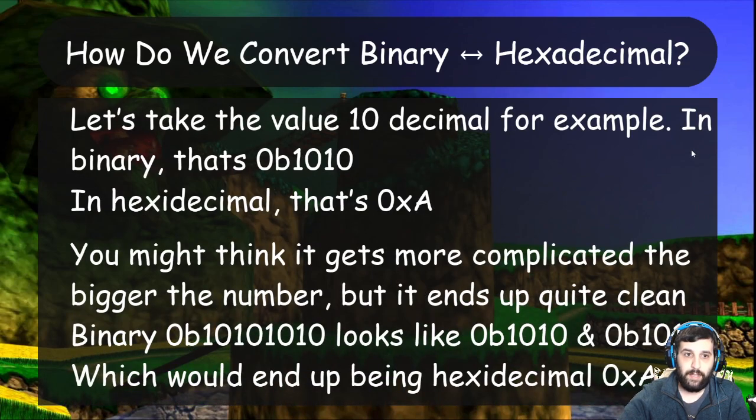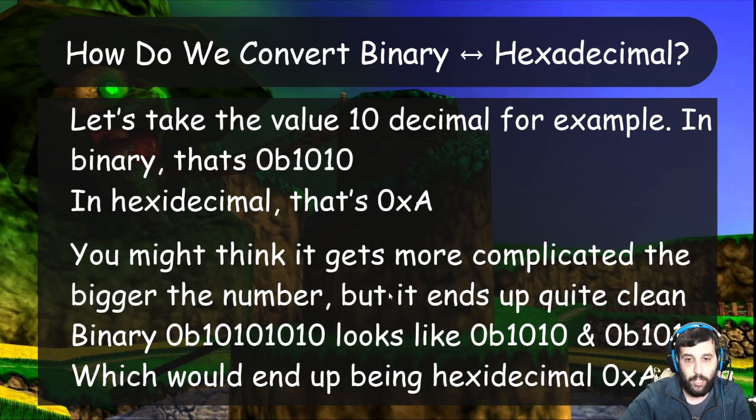So let's give an example. In binary, we know that this is our version of 10, right? 1 0 1 0. And just to go over why this is 10: the value of 1, there is 0 of them. Value of 2, there is 1 of them. Value of 4, there is 0. And value of 8, there is 1. So 8 plus 2 is 10. In hexadecimal, that would be A.